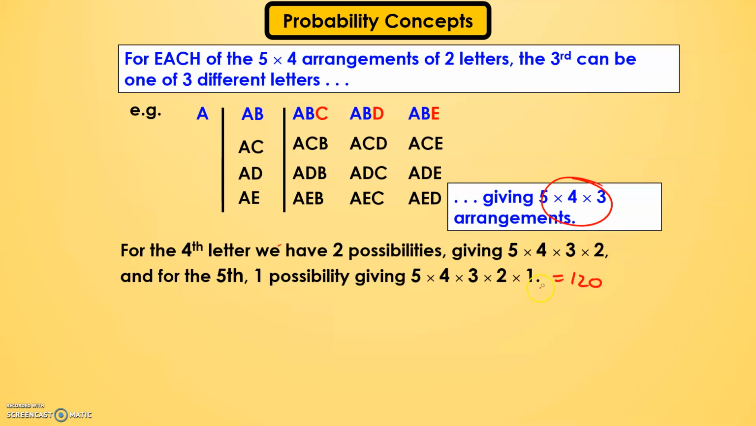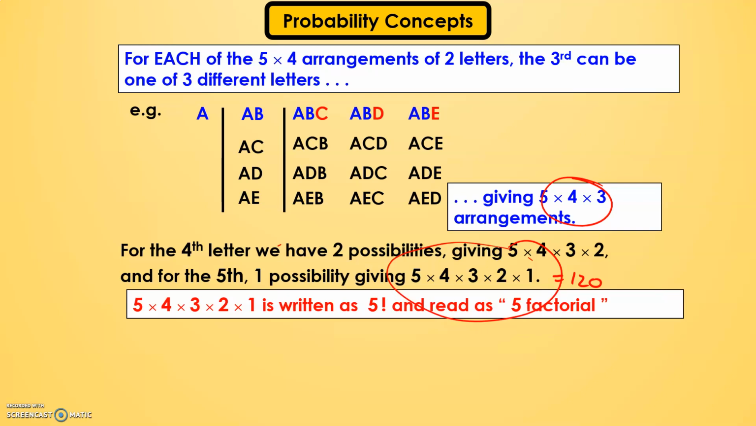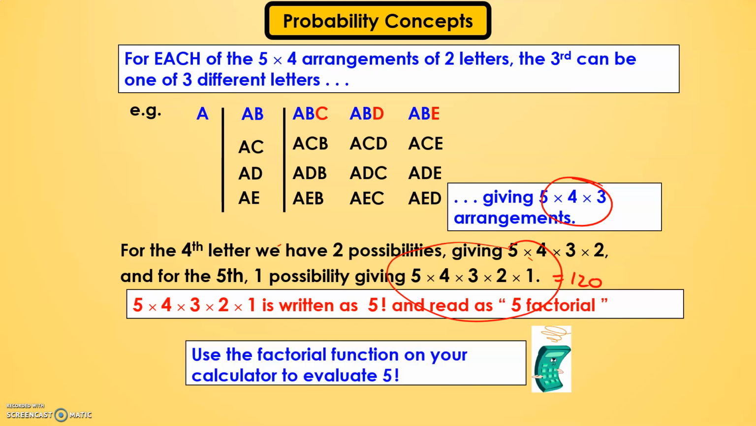Now this value here is an example of something that's called a factorial, which we signify with an exclamation mark. So it's 5 factorial. So 5 times 4 times 3 times 2 times 1 is 5 factorial. Obviously 2 factorial would be 2 times 1. 10 factorial would be 10 times 9 times 8, and so on, all the way down to 1.